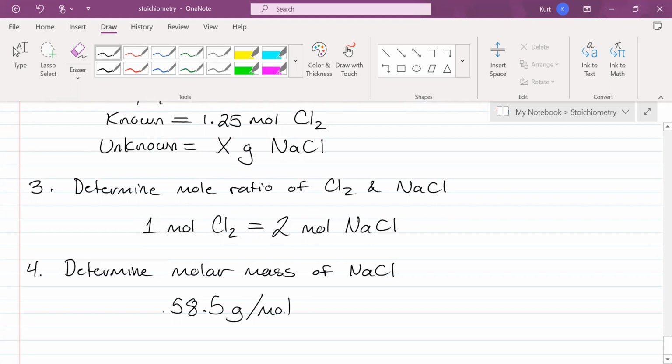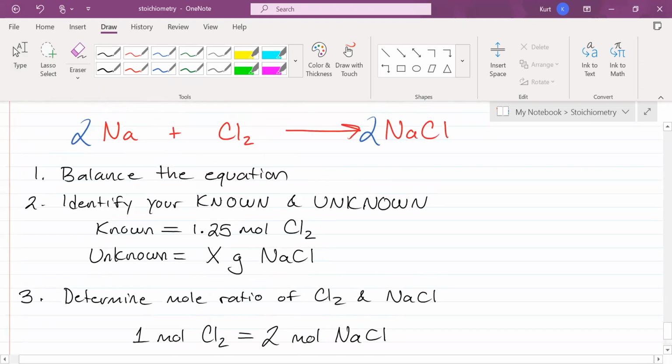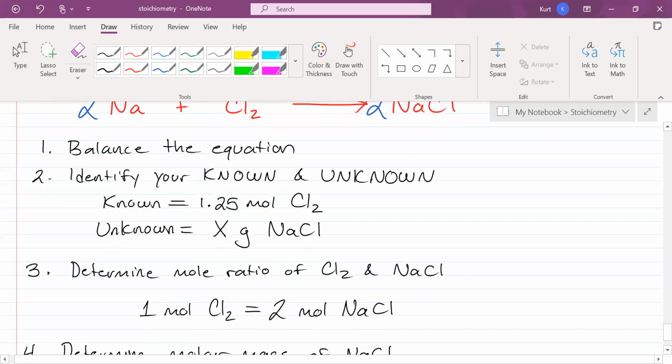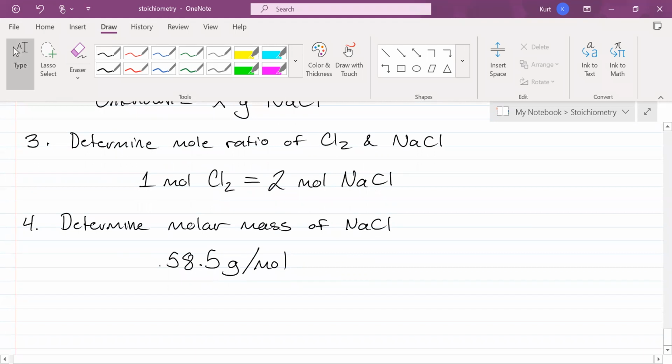You are now ready to set it all up. So before I begin, step 1, balancing equation. Done. Step 2, identify your known and unknown. Done. Step 3, determine the mole ratio of chlorine and sodium chloride. It's a 1:2 ratio. In step 4, calculate the molar mass of your unknown, which in this case is sodium chloride, which is 58.5 grams per mole. We're ready to do the problem.